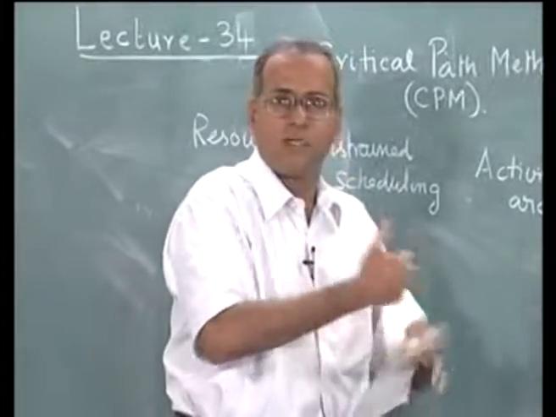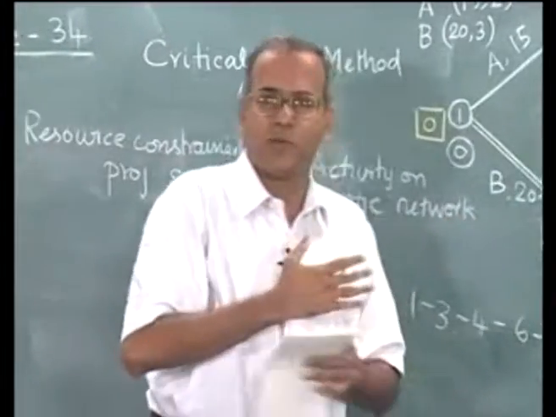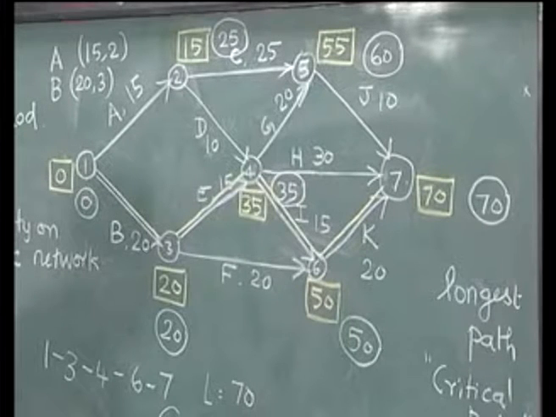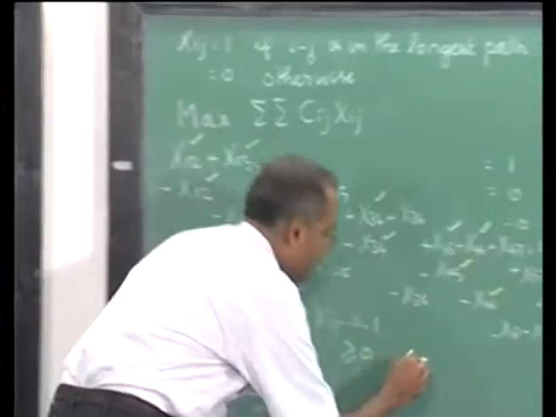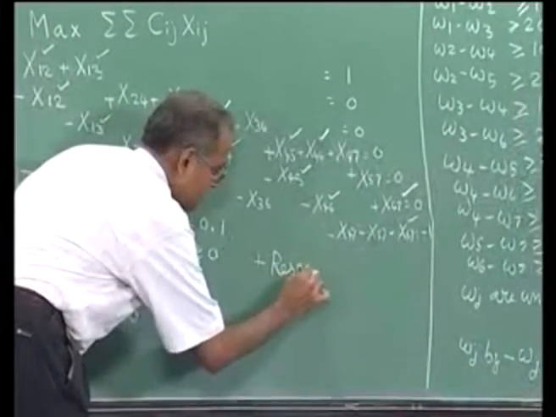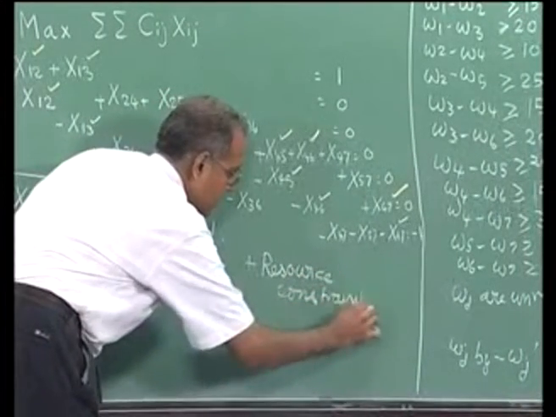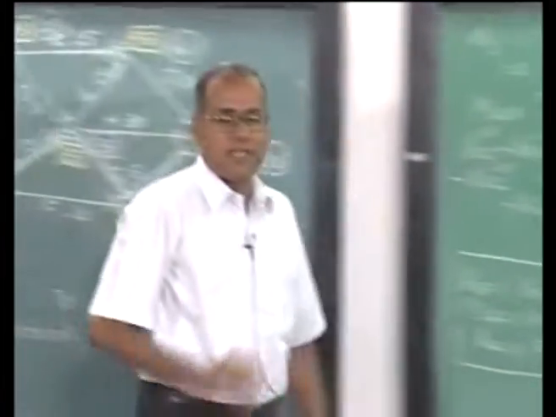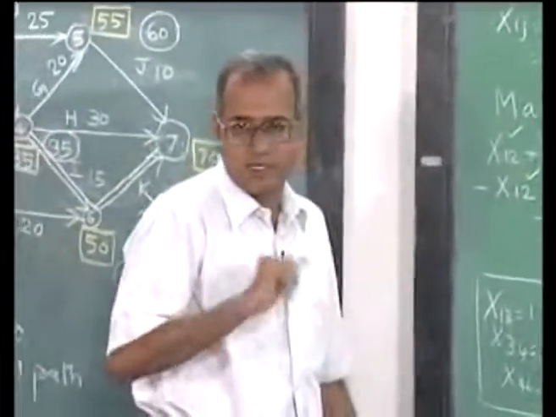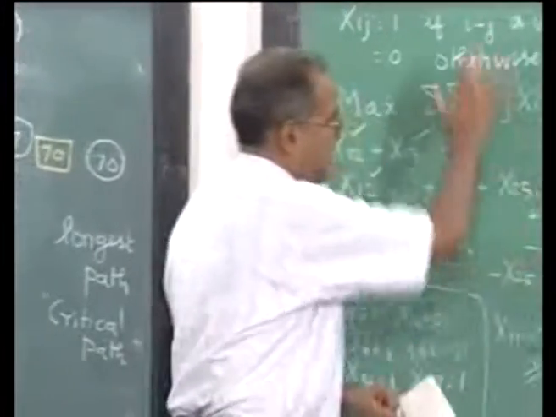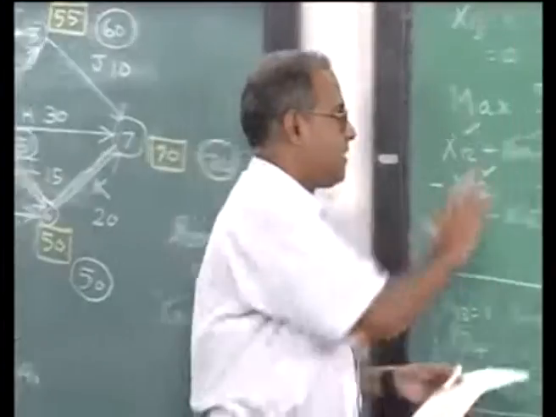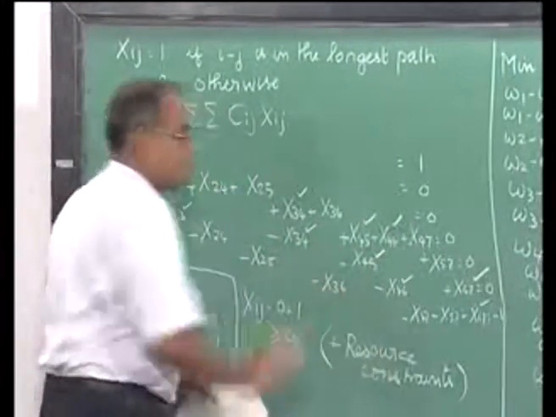And because we cannot do them parallelly, the longest path in the network will increase, and the earliest time that we can complete a project will also increase. So, the resource constrained project scheduling problem will now become a formulation very similar to the CPM problem plus resource constraints. In fact, the actual formulation of the resource constrained project scheduling problem will be slightly different from what we show here, but in principle it will be the longest path problem with resource constraints.